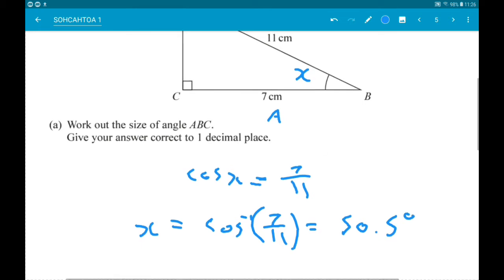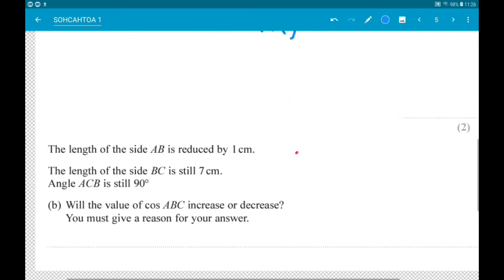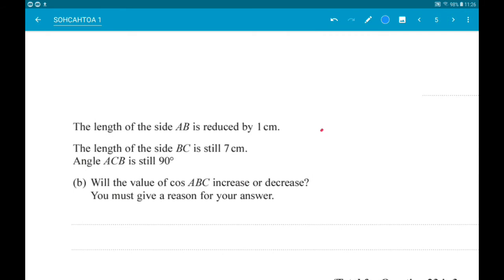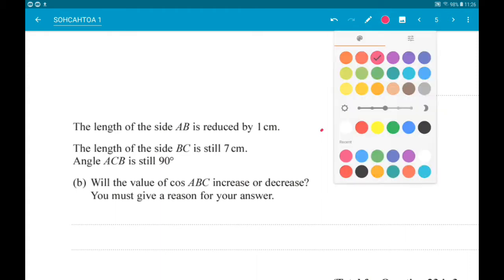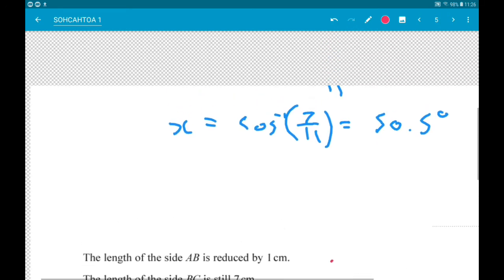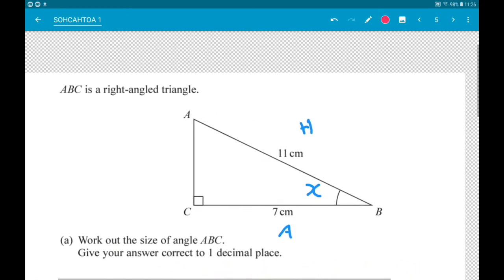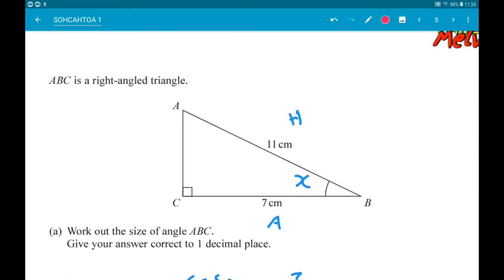Cool. Okay then, part B. We're told the length of AB is decreased by 1 centimetre. So AB is the hypotenuse. It's now going to be 10.